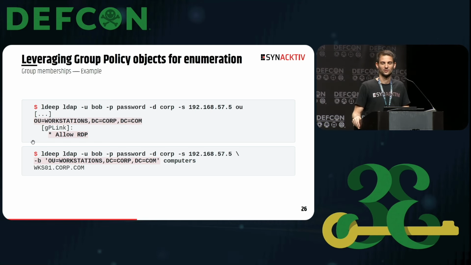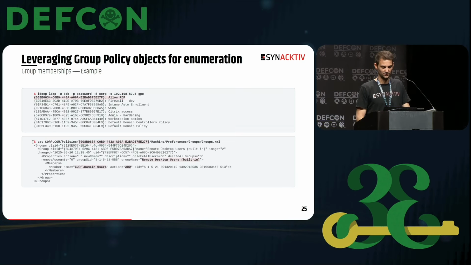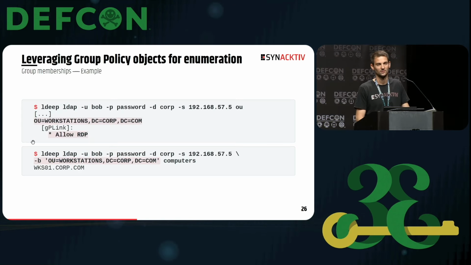Next step is to find out which computer is within this organizational unit, and here we have wks01.corp.com. So now if I put everything together, I can know that the domain user group can RDP on the workstation1.corp.com. So now I can move laterally easily without making any noise. I want to be stealthy, so it's better to enumerate GPOs.